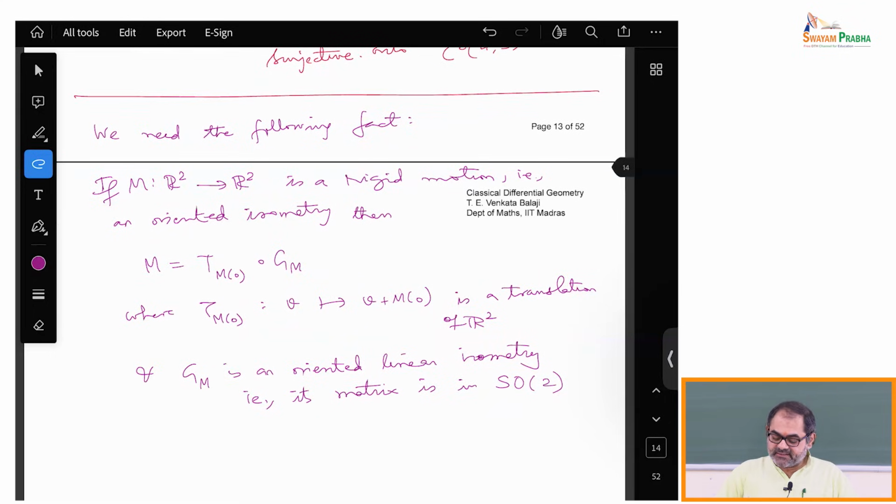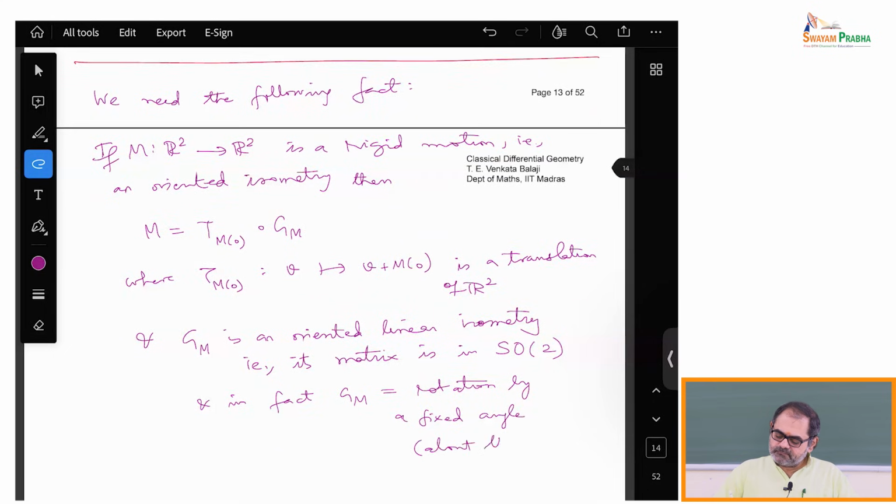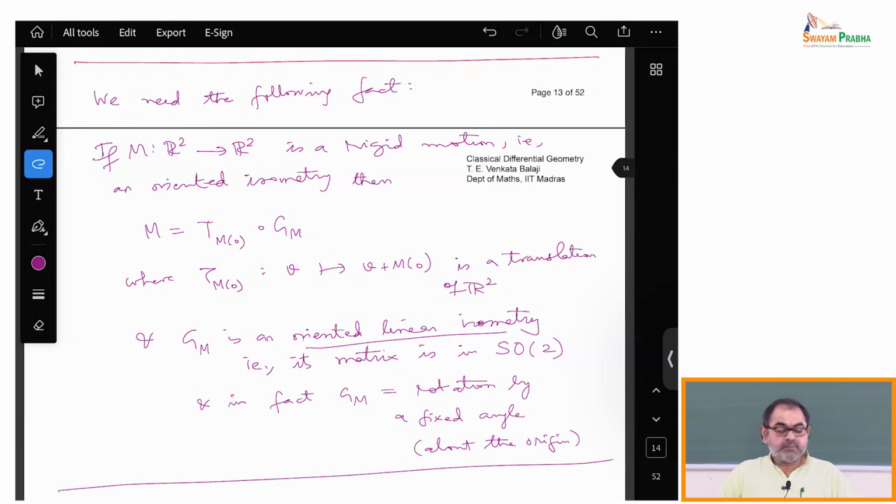And the fact is that such an oriented linear isometry will necessarily be only a rotation, and in fact GM will be a rotation by a fixed angle, of course, a rotation about the origin. This is something that we need to see, and it's easy to see using some linear algebra and the property of oriented linear isometries. So I will stop here.